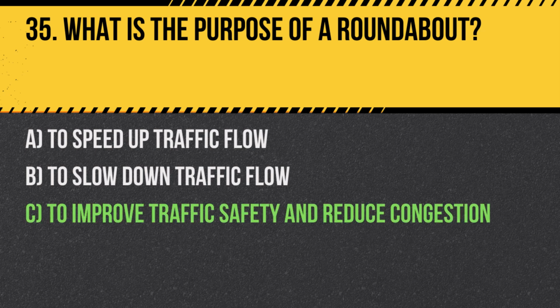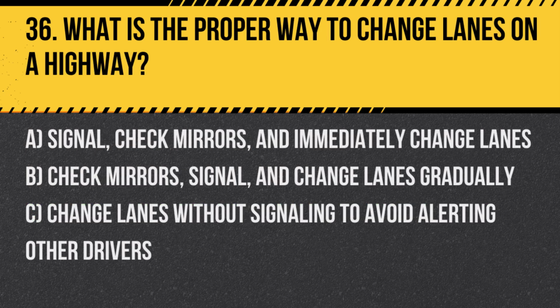Answer: C. To improve traffic safety and reduce congestion. The purpose of a roundabout is to improve traffic safety and reduce congestion by regulating the flow of traffic at intersections. Question 36. What is the proper way to change lanes on a highway?